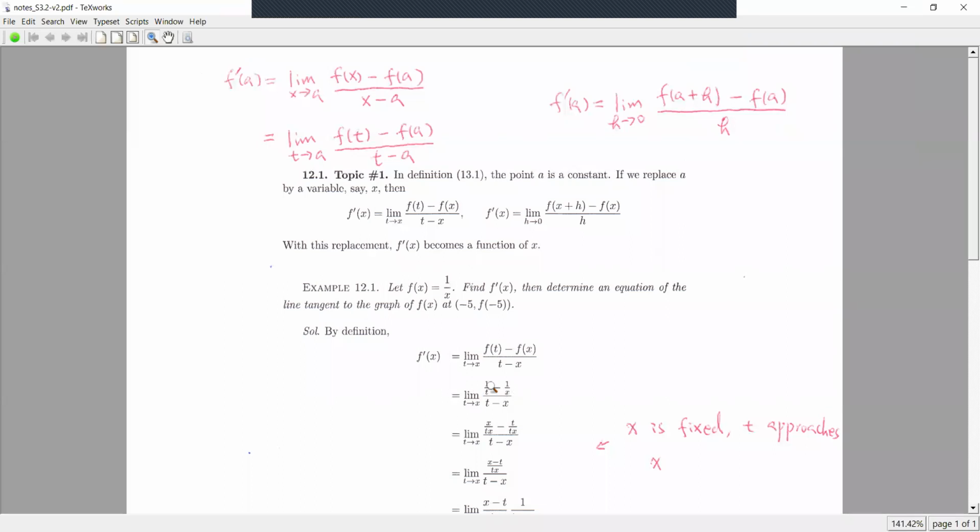Because the numerator is a fraction minus a fraction, I want to use common denominator to simplify the function. Rewrite the first term 1 over t as x over t times x. The second term 1 over x as t over t times x. Then the two terms have the same denominator, and I can combine them to get this equation.